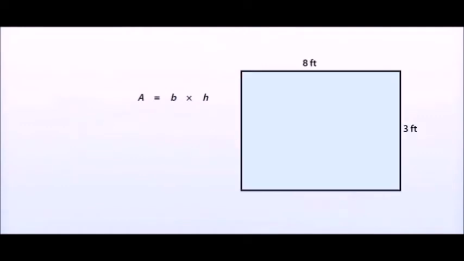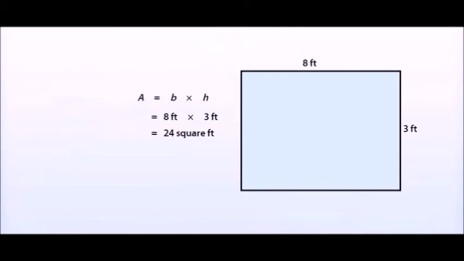Let's use the formula to find the area of another rectangle. This time the measurements are shown in the diagram. So you can fill in the formula replacing B and H with the measurements given. Let's multiply 8 feet times 3 feet to find the area of this rectangle. The area is 24 square feet.